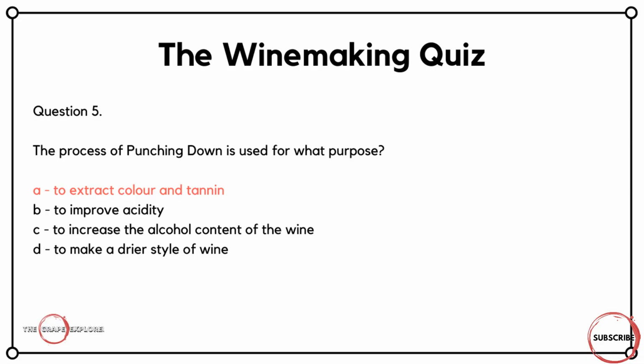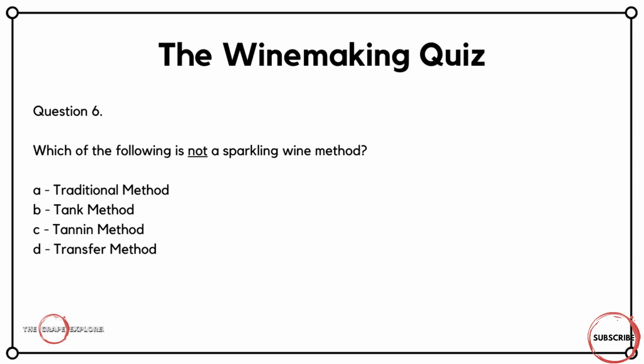So if you've gone for answer A, you're absolutely right. Moving on now to question 6. This is a sparkling wine question. Which of the following is not a sparkling wine method? Is it A, the traditional method, B, the tank method, C, the tannin method, or D, the transfer method?